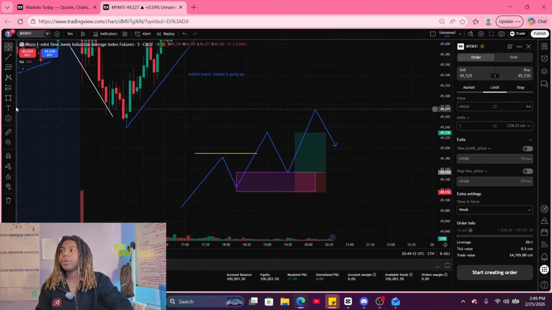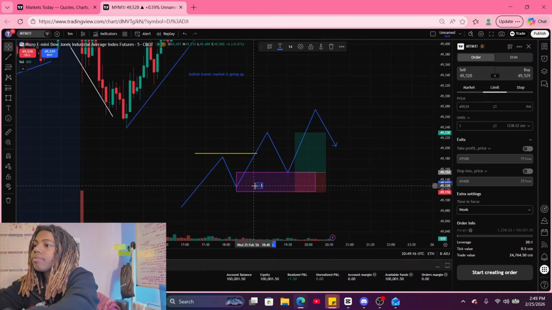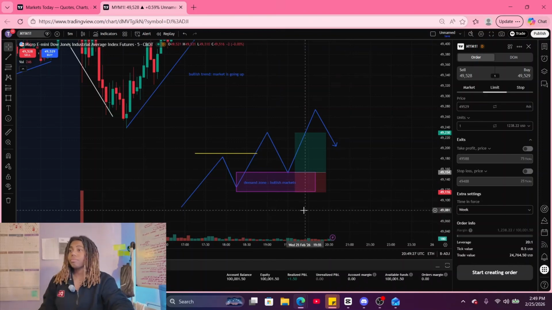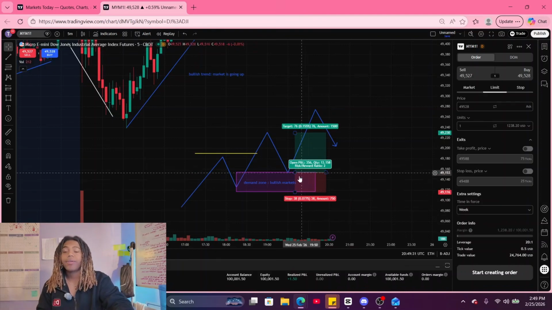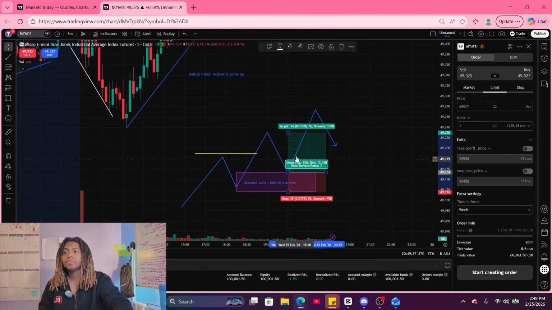We use a demand zone in bullish markets. Hopefully you guys can see that. It's blue. We use a demand zone in bullish markets. Once it tapped my demand zone, I went ahead and entered that position, had my stop loss here, had my take profit here, and what did price do? Shot all the way up to my take profit.